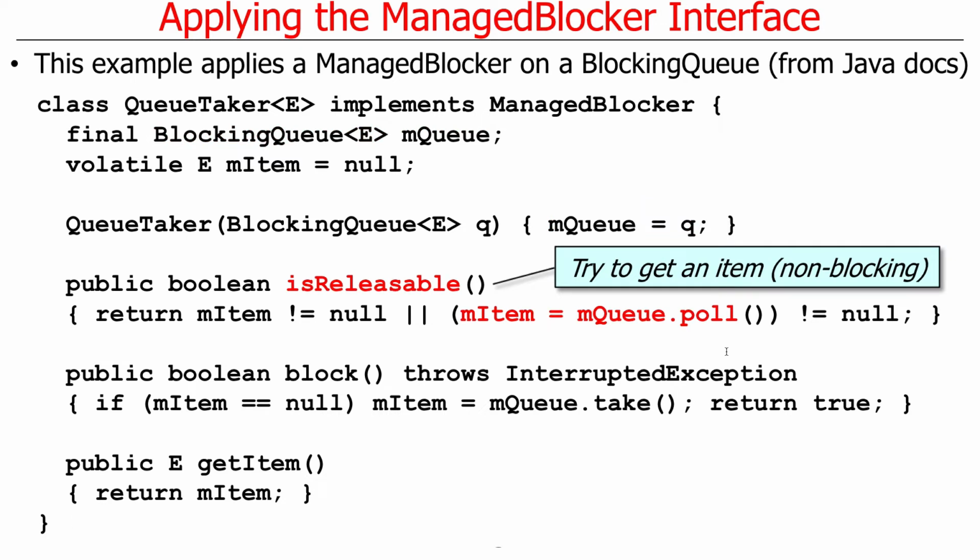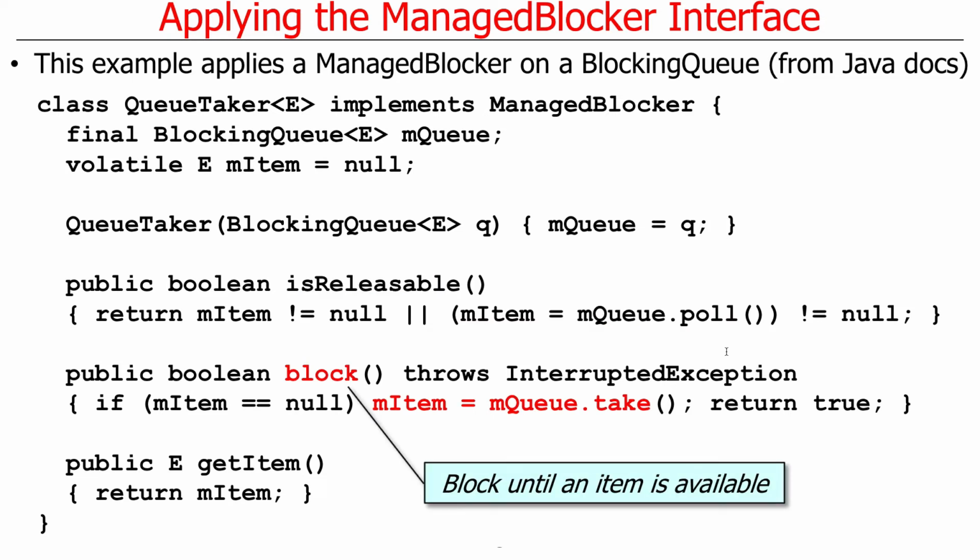isReleasable attempts to do a non-blocking acquisition of an element from the queue. So poll is a method that will simply return the item if there is one, and if there isn't one, it'll just return null. So poll is a non-blocking way of trying to get something out of a queue. So if we're lucky, we get it.